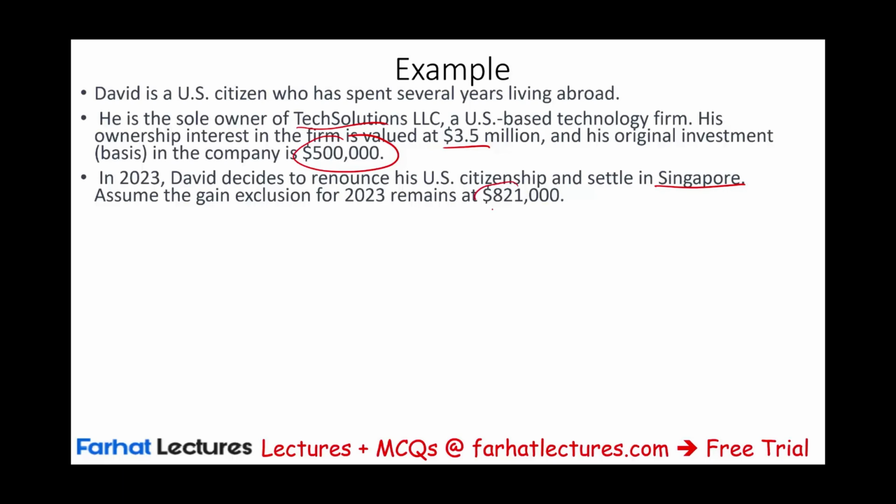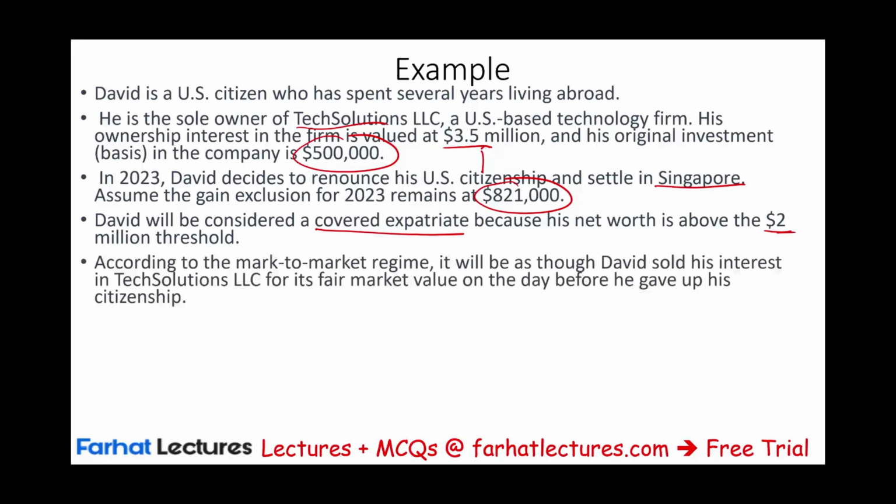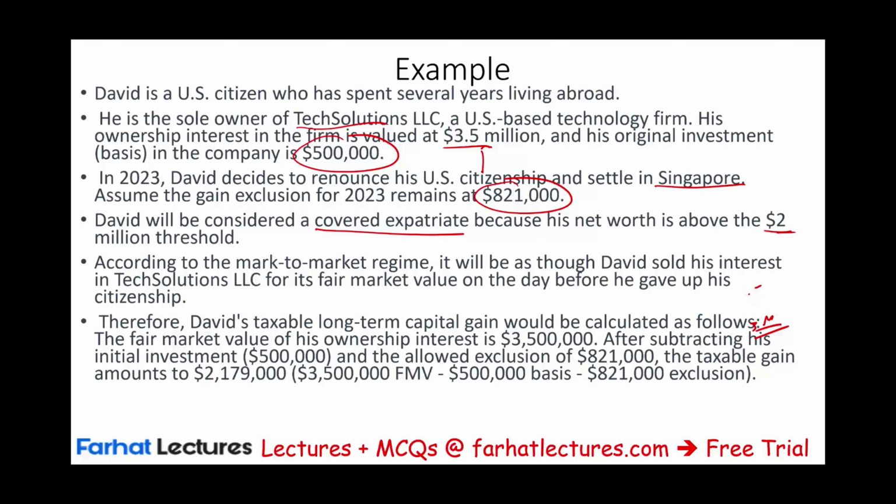Well, we're going to assume that the exclusion is $821,000. David will be considered a covered expatriate because the value of his company is 3.5 million, which is above 2. So he does meet one of the criteria. So according to the mark-to-market regime, guess what? He sold his interest. What's his interest? 3.5 million. He has 500,000 in basis. So he has 3 million in what? In gains. 3 million in gains. So 3.5 million fair market value minus the basis. Then the government says, we're going to exclude from your gain 821,000. David is still subject to 2,179,000 of capital gain. And we're assuming this is long-term capital gain. He had this company for several years, those stocks, therefore it's taxed at a long-term capital gain rate. Now, when would David pay? He can pay now or he can pay later.